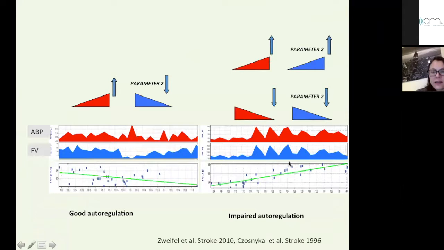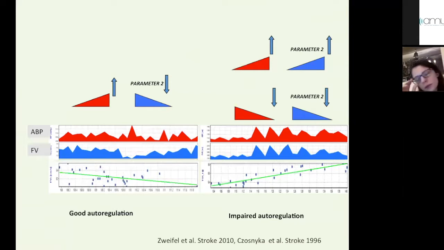But there are cases, like in the right panel, where when the ABP changes, for example, it increases, the flow velocity passively increases, or when the ABP decreases, the flow velocity passively decreases. This means that the two parameters have got a positive correlation, and it means that the patient is not autoregulating.